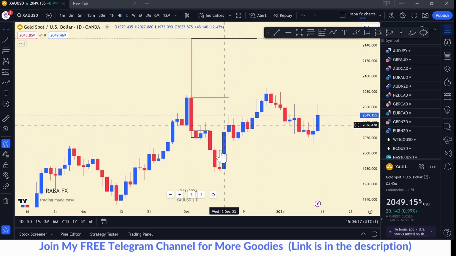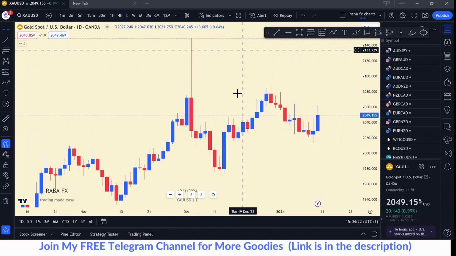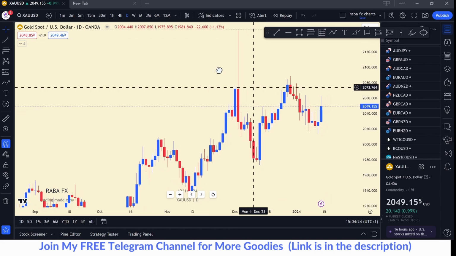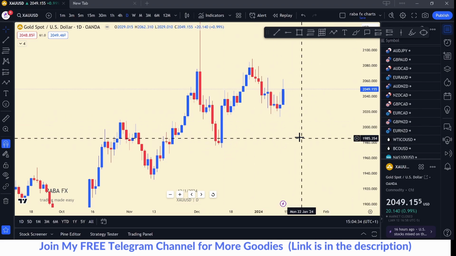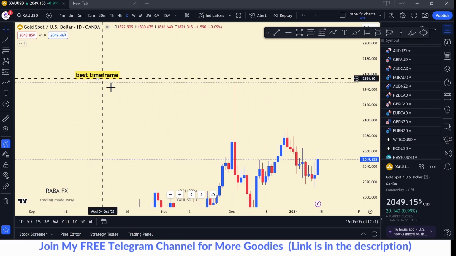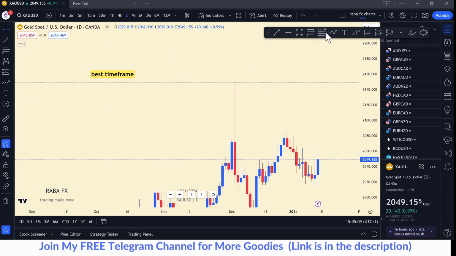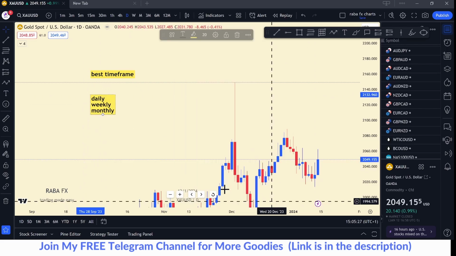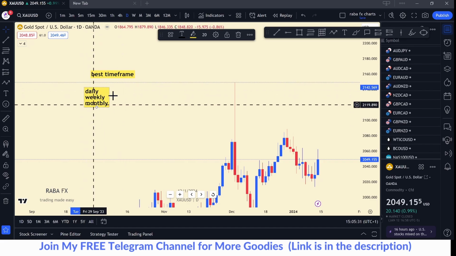So how do you use this to gauge the order flow? I'm going to give you an illustration with forex, with gold, with indices, so that you understand how to read the order flow. And the best time frame to look for your order flow is simply the higher time frame. When I say higher time frame, I'm talking about the daily, weekly and monthly. These are the best time frames to look for order flow.